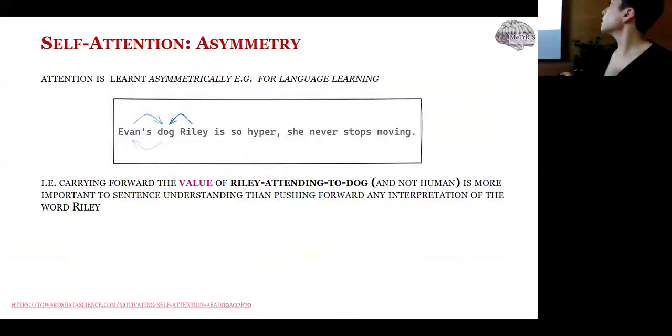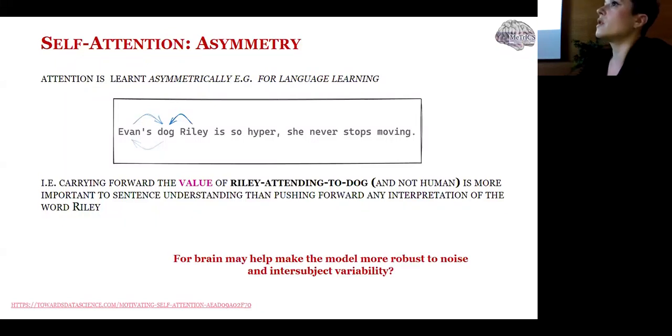And this is directional, so you learn a query and a key, and that's important in language learning. For example, in this sentence here, Evan's dog Riley is so hyper she never stops moving. The understanding that the subject of the sentence is the dog is more important than really knowing what the name of the dog is. And so it's important for language learning, but I think it's also really useful for image understanding for medical images particularly, because it should probably make the model more robust to noise and inter-subject variability.